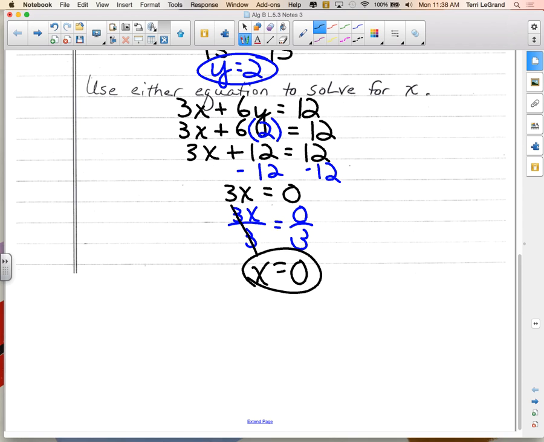I get x equals 0. Can we get that answer? You got it? Is that okay? Can we get 0? Yes. Yeah, 0 is a number on the number line, right? It's a location on the coordinate plane. So what's our final answer for this one? Ordered pair 0, 2.